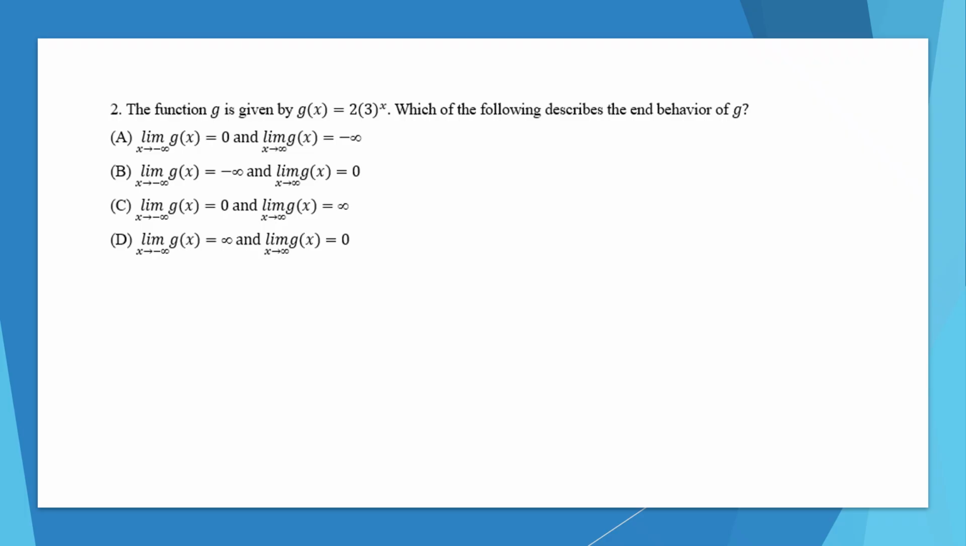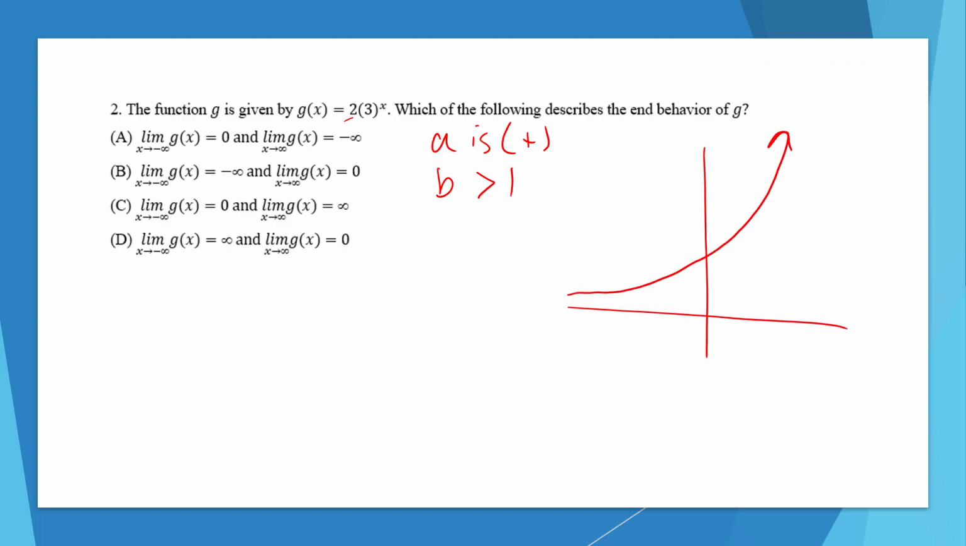Number 2, the function g is given by 2 times 3 to the power of x. Which of the following describes the end behavior of g? What we want to do here is graph this function and then see what the end behavior is. So here, this is a positive a value, and our b value is greater than 1. So this is the definition of an exponential growth function, which should look like this.